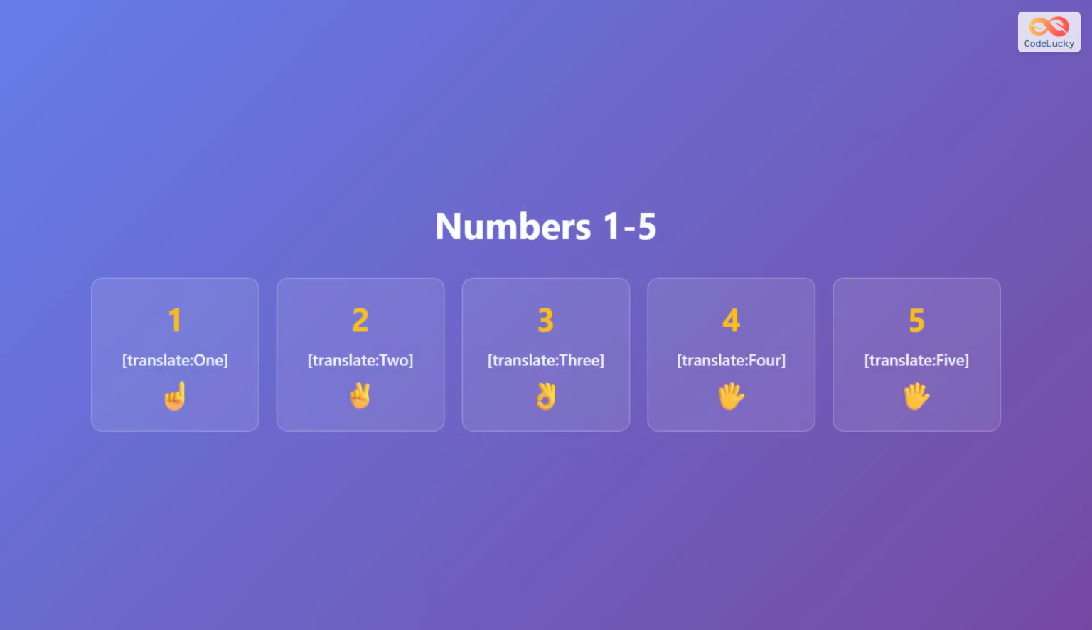Let's start with the first 5 numbers. 1, 2, 3, 4, 5. These are the basic numbers you'll use every day. 1 represents a single item. 2 means a pair. 3, 4, and 5 follow in sequence. Practice saying each number clearly and slowly.